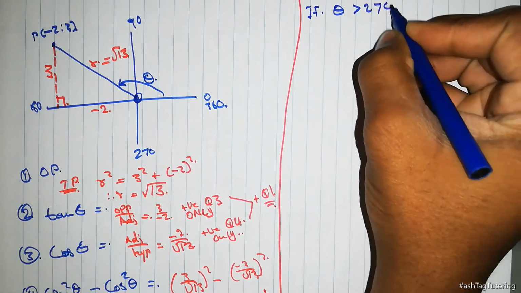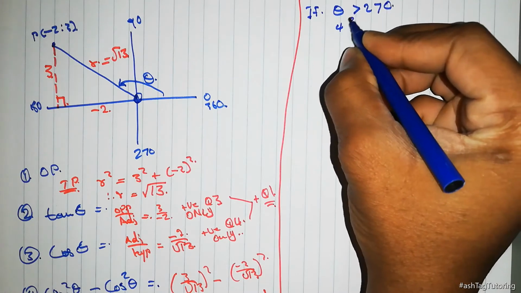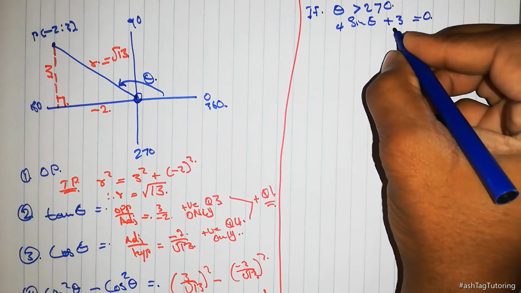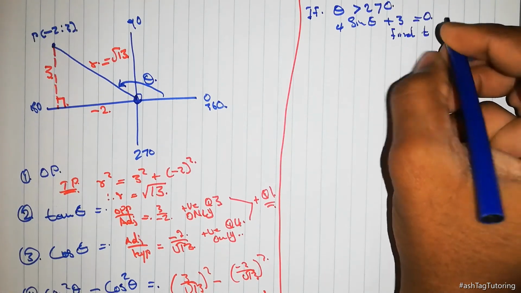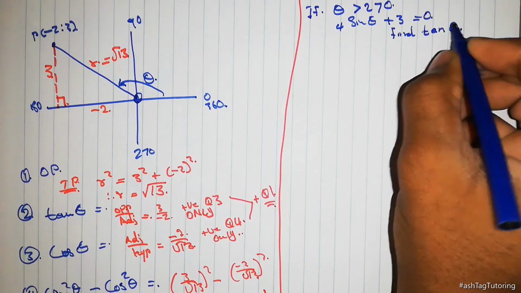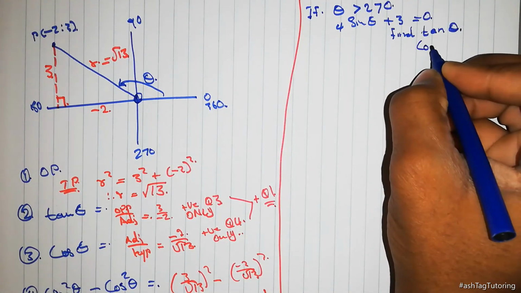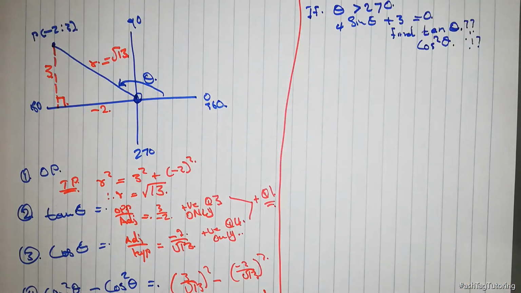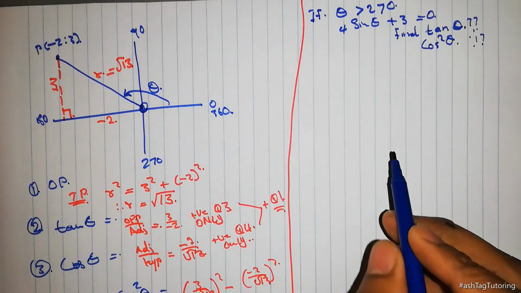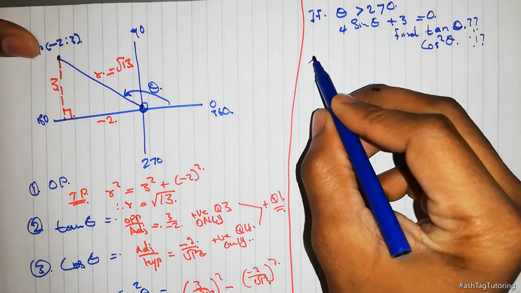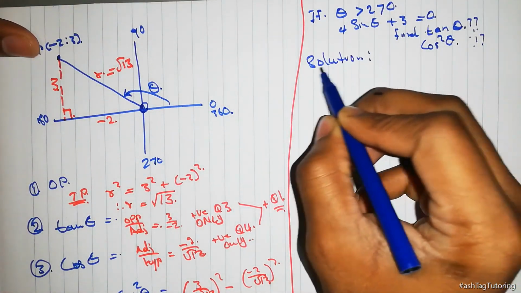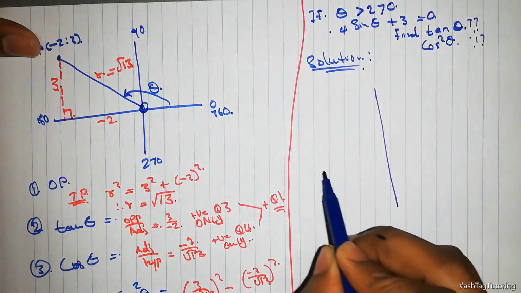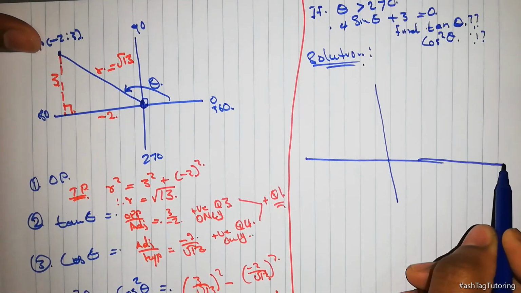Here they're saying if your theta is greater than 270 but less than 360, and you also know that 4 sine theta plus 3 is equal to 0, find the value of tan theta and the value of cos squared theta. Very important when you get the solution is to define the situation on your Cartesian plane.